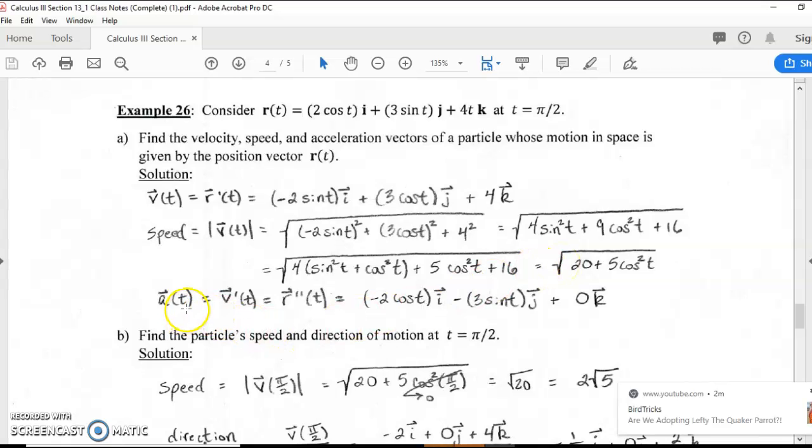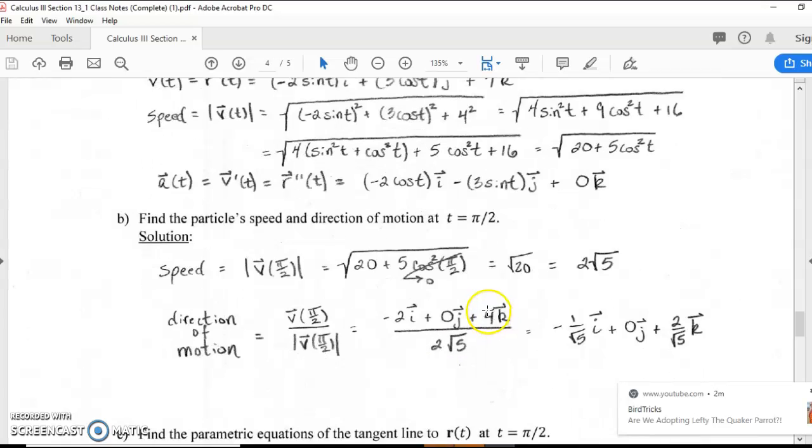The acceleration of our particle at any time t is the derivative of velocity, which is the second derivative of position. So we just take the derivative of velocity, and we look back up here. The derivative of minus 2 sine t is minus 2 cosine of t in the i direction. The derivative of 3 cosine t is minus 3 sine of t. That's in the j direction. And the derivative of 4, a constant, is 0. So this is the acceleration vector at any time t.